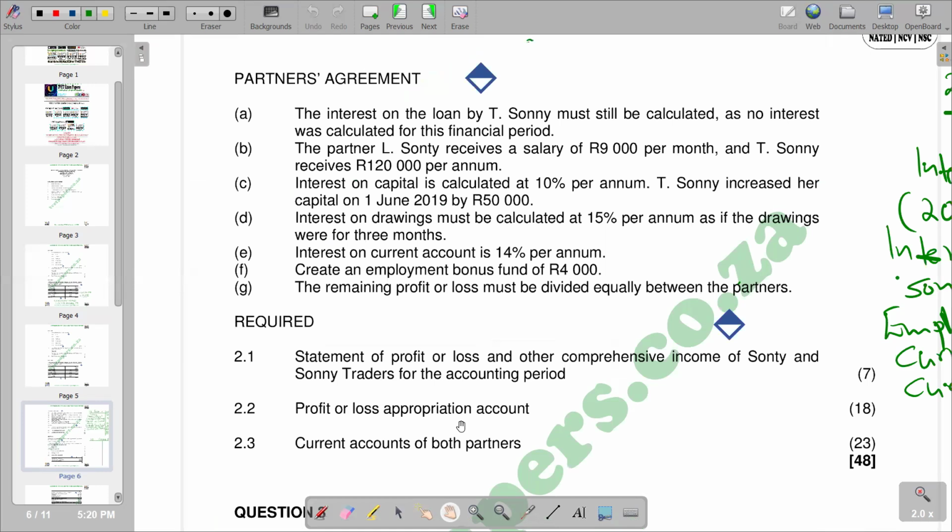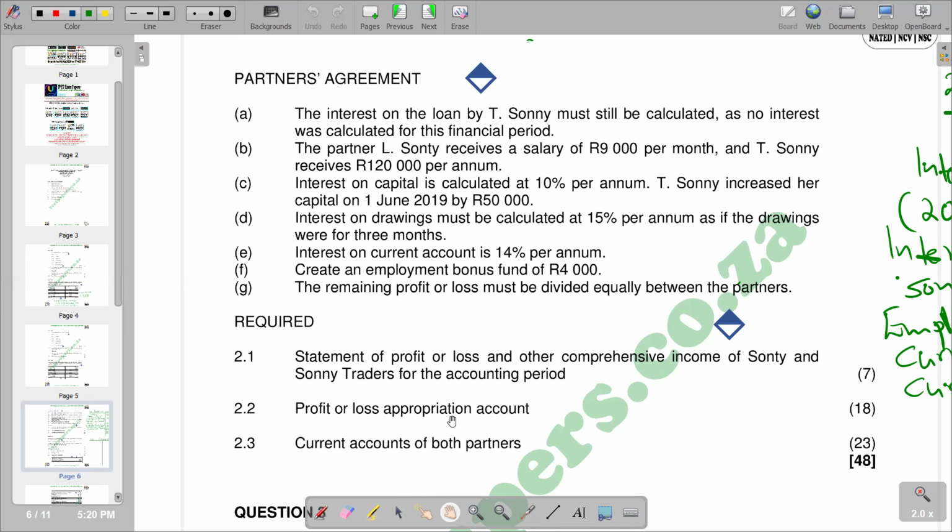So you know that the figure that we get in 2.1 on the preparation of the statement of profit and loss, we are going to take the final figure and transfer it to the profit and loss appropriation account. And the figure that we finally find in the profit and loss appropriation, that is the share of profit or the share of loss, is also supposed to be transferred to the current account. So we are going to take the figures that we are going to put in the current account from the profit and loss appropriation account.